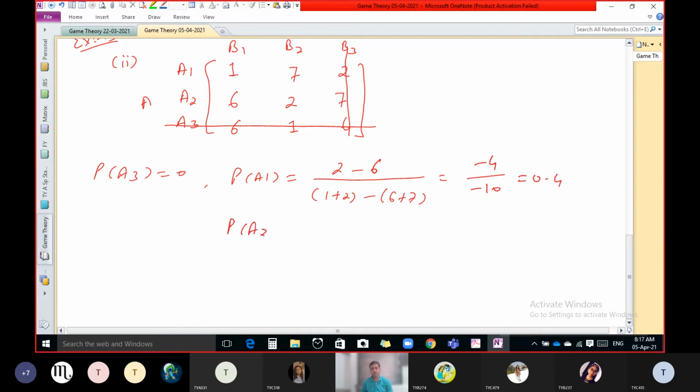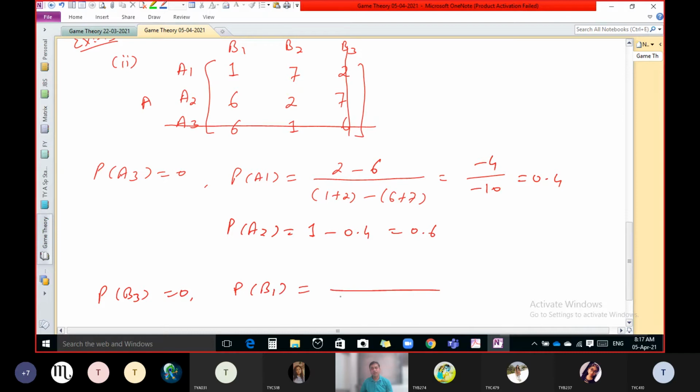So what is probability of A2? Because probability of A3 is 0. So what is probability of A2? 1 minus 0.4, we get 0.6. So we get the answer for A1. Now answer for A. Now what is probability of B3? Then answer is 0. What is probability of B1?